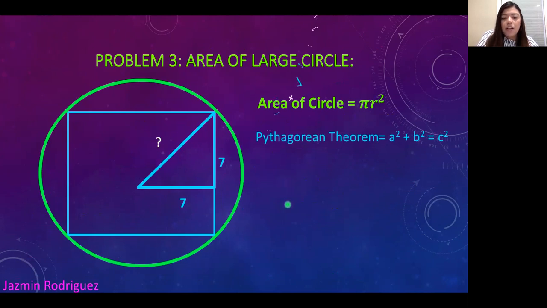So we'll go ahead and plug in our sides. 7 squared plus 7 squared is equal to c squared. And we'll get that c squared is equal to 98, which is our radius.